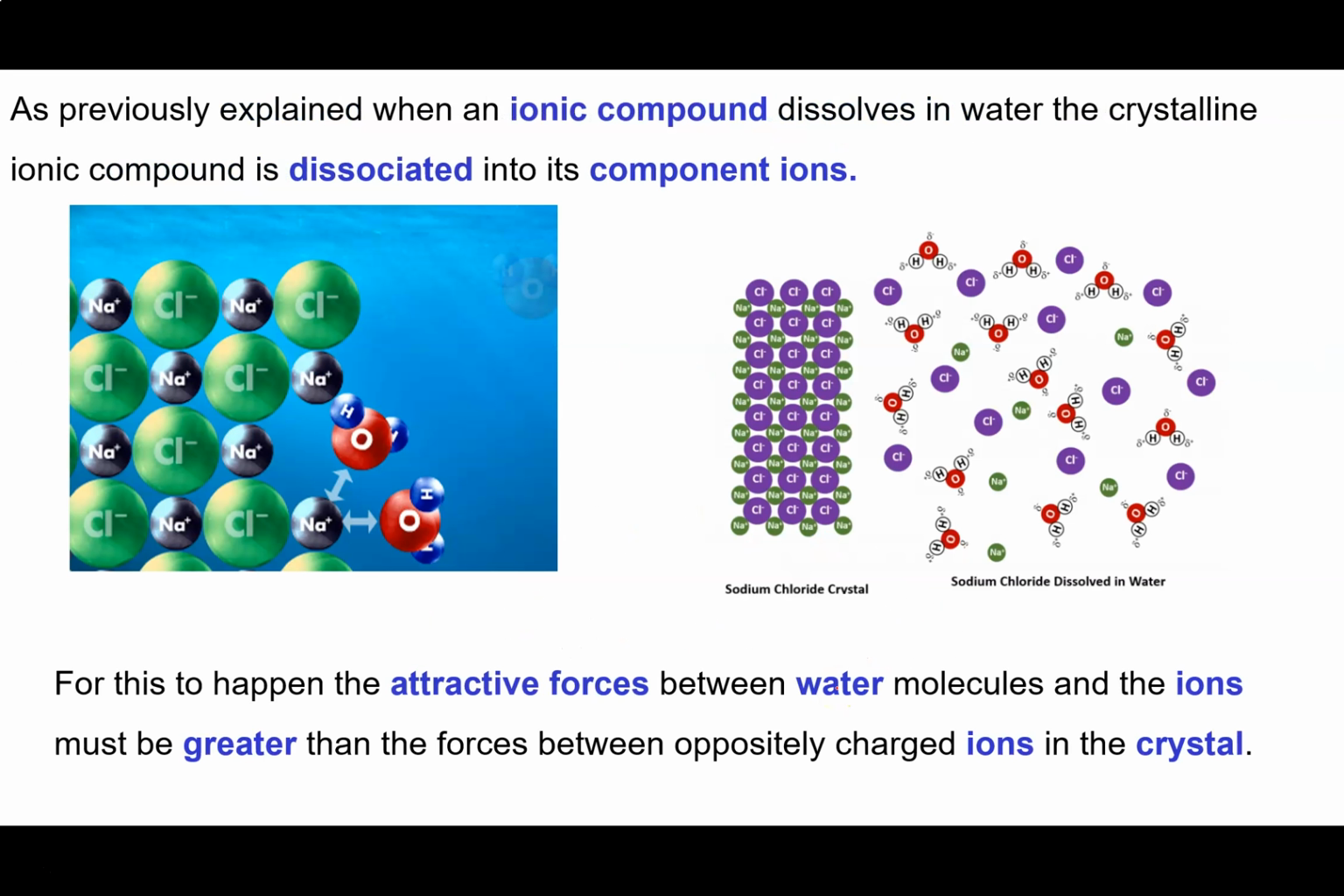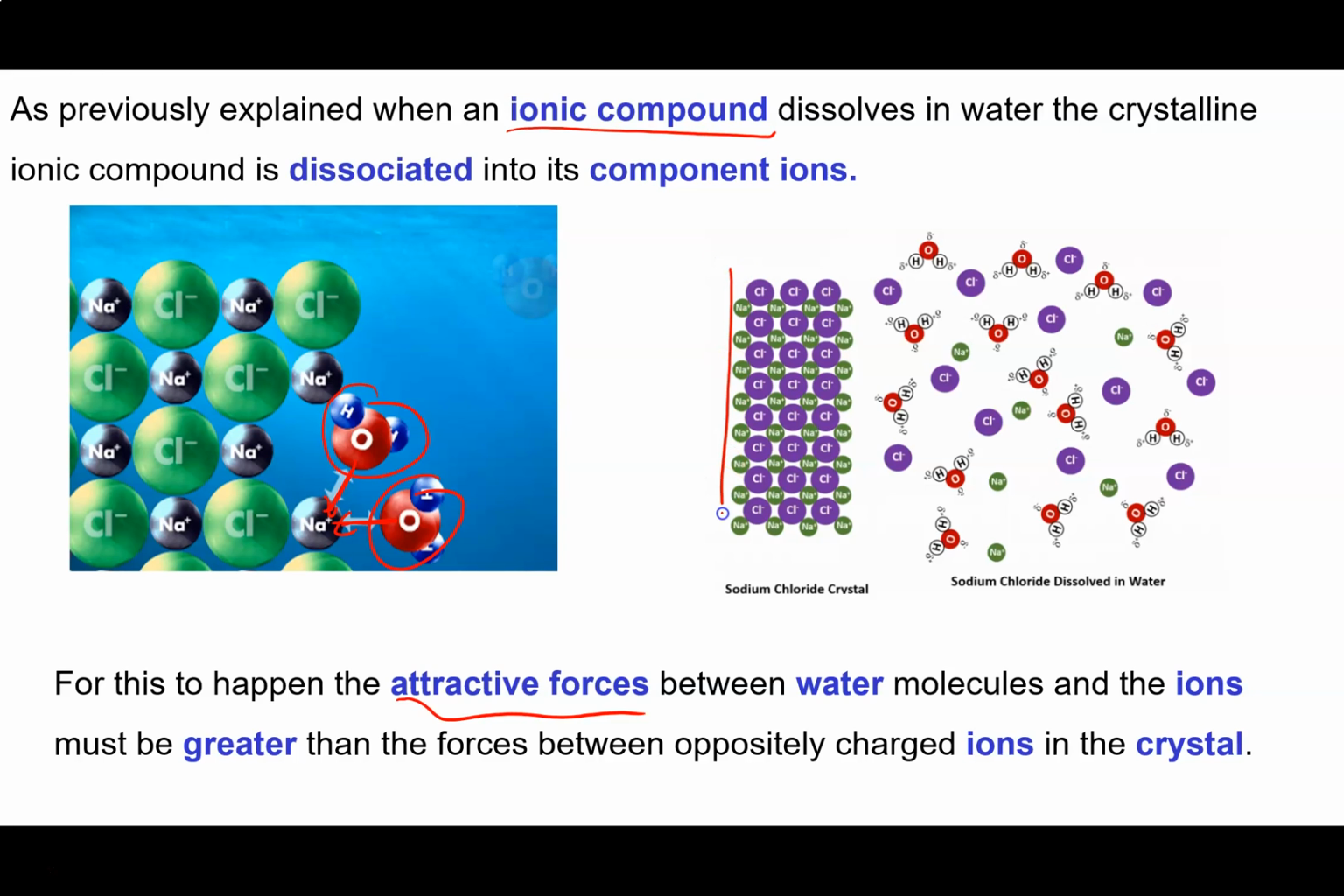So let's just recap. As we explained previously, when an ionic compound dissolves in water, the crystalline ionic compound is torn apart by the water molecules into its component ions, and then those individual ions become dispersed throughout the water. So what happens is the water molecules start tugging on the ions that are on the surface of the crystal, and if they can tug strongly enough to overcome the attractive forces keeping the ion in the crystal, then that ion will move out into the solvent.